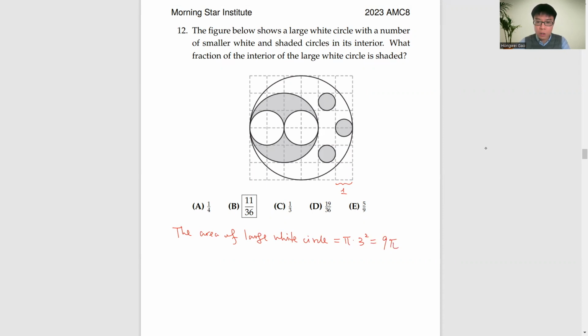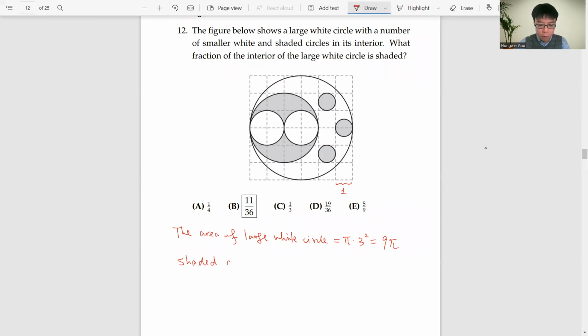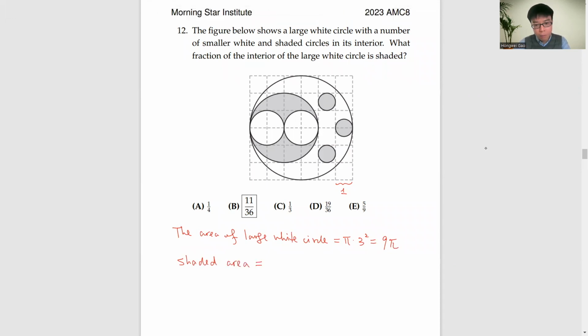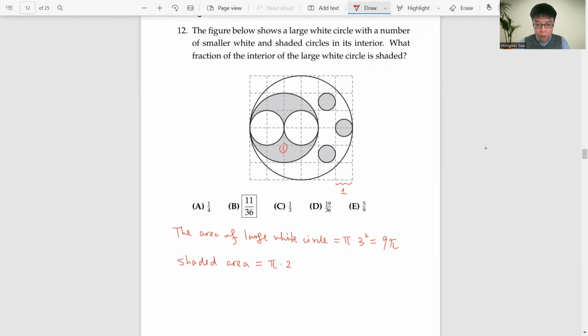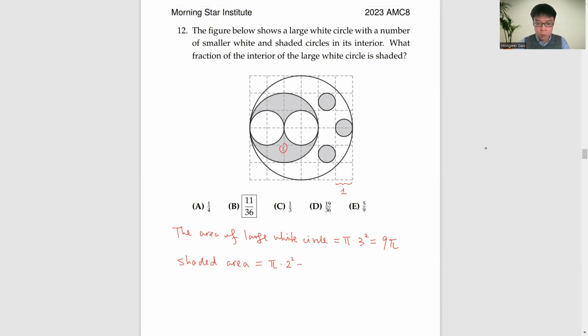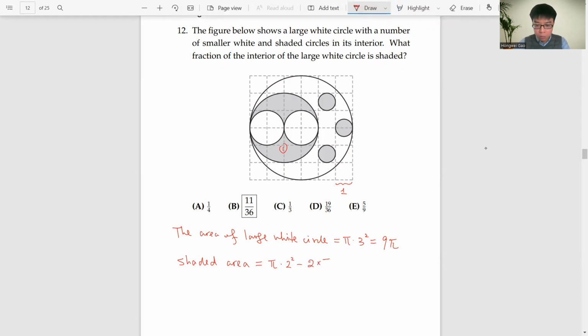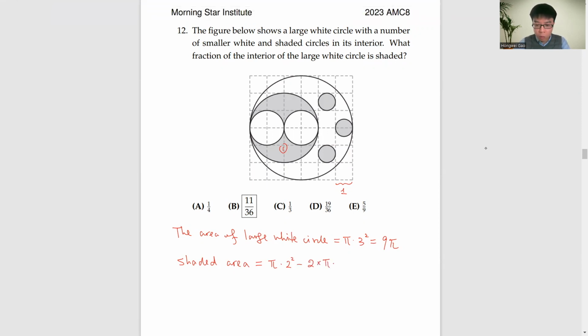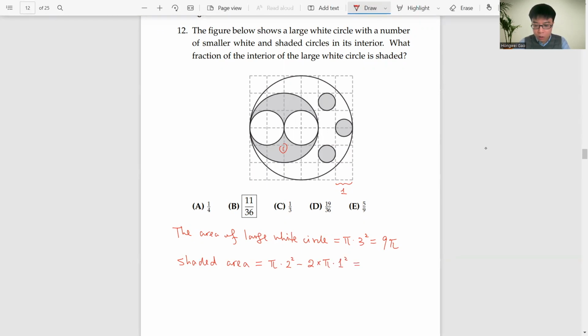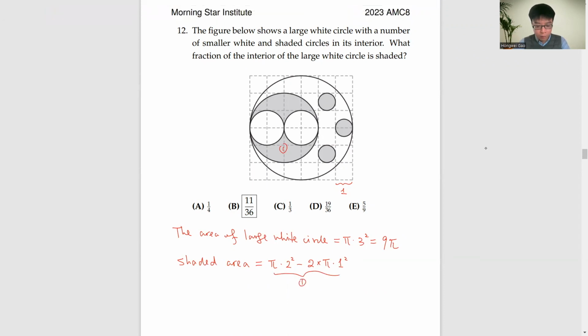Now next, we consider the shaded part. Shaded area. There are a couple parts. In part 1, we have a big circle minus 2 smaller circles. The big circle has radius 2, so pi times 2 squared, minus 2 smaller circles. That's 2 times pi, each circle has a radius 1, so it's 1 squared. So this part, part 1, has area 2 pi.